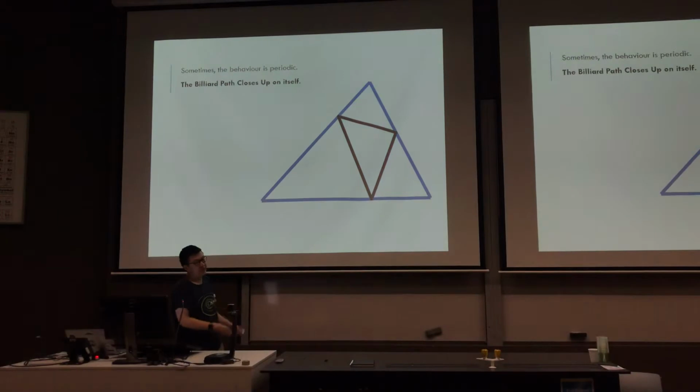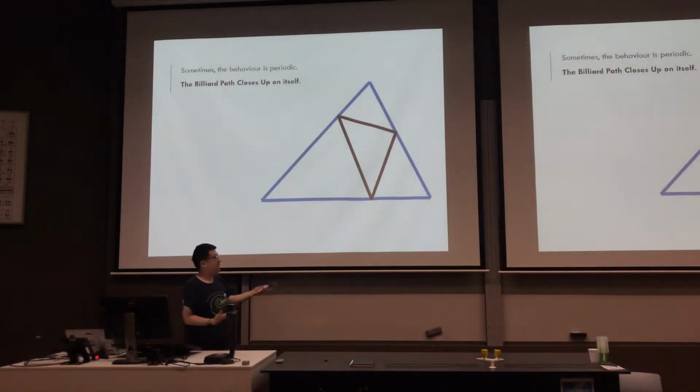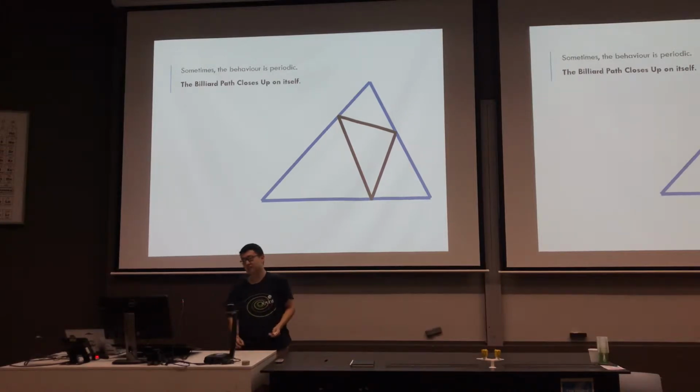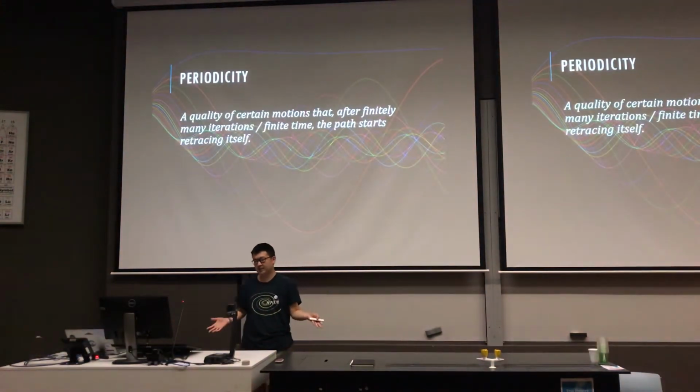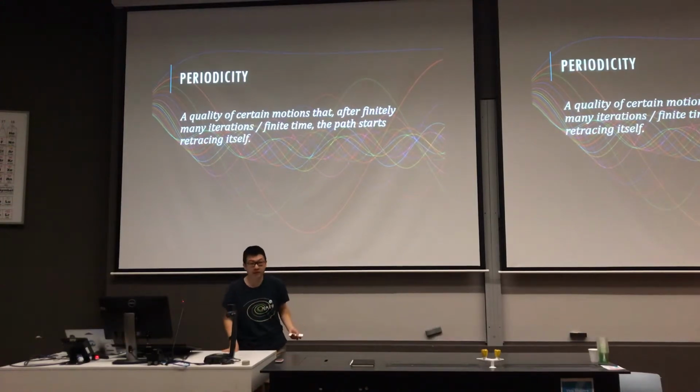Anyway, we'll get to that picture later. Most of the time, or sometimes, you can get very simple behaviors, what we call periodic. That just means it will close up on itself and start retracing. We define periodicity: after finitely many iterations, you start repeating your prior steps.